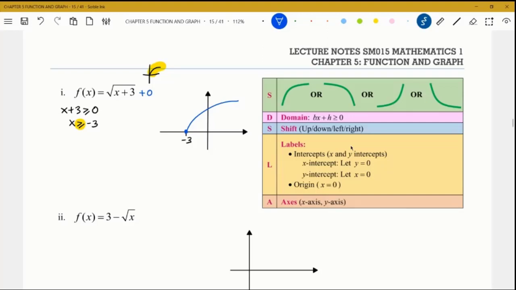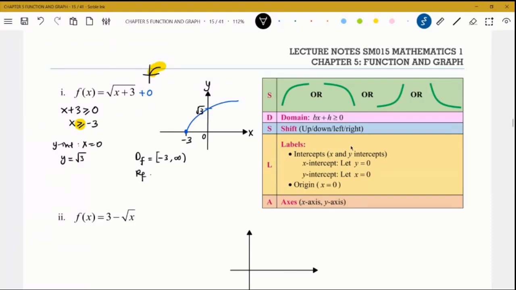Okay, so we need to find your y-intercept since we have it the y-intercept here. X equal to 0. So y equal to square root of 3. So ini adalah square root of 3. So y exists, x exists, and then you need to put 0 as in origin. Okay, domain daripada negatif 3 to positive infinity. Square bracket, open bracket. Sebab di sini adalah then circle.